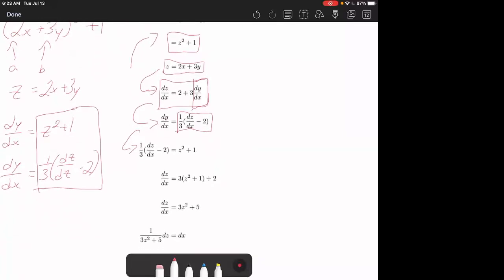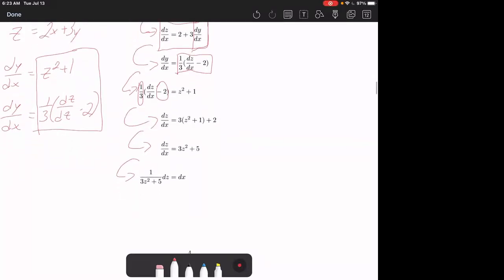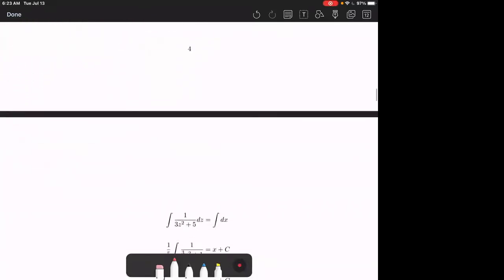Now, this, believe it or not, is separable. We've just got to do a little bit of work to get things in the right spot. So let's multiply both sides by 3 and then add 2 to both sides to isolate this dz/dx. And now it becomes more apparent, once you simplify on the right, that we can move all the z's to the left and all the x's to the right. And we're going to use our steps for separable equations. So we're going to take the integral of both sides.